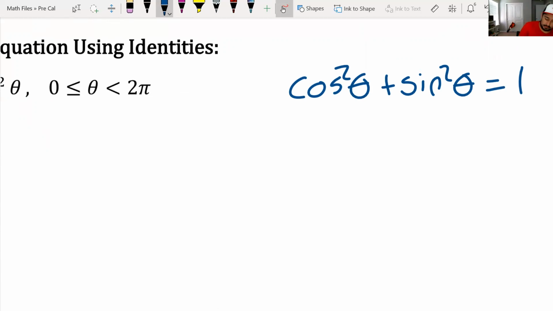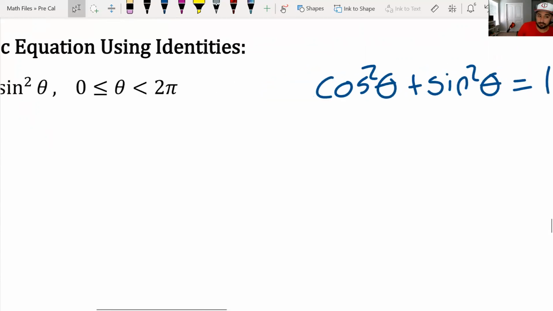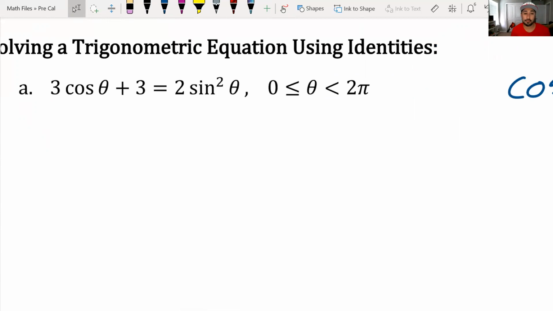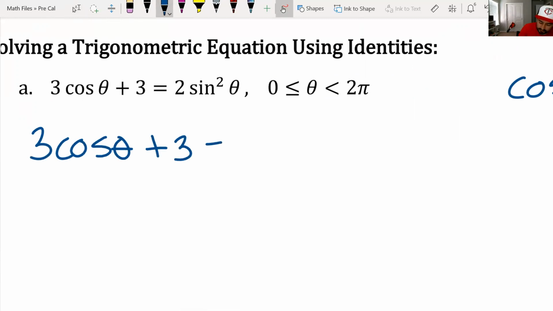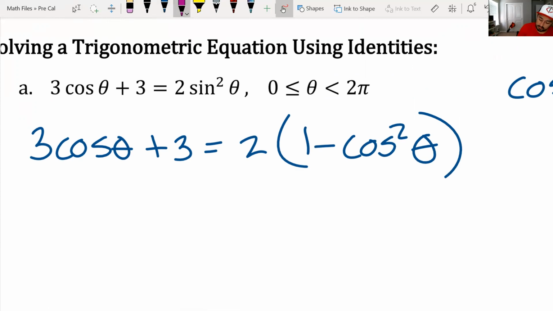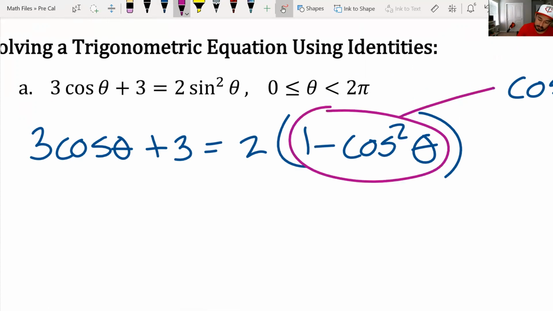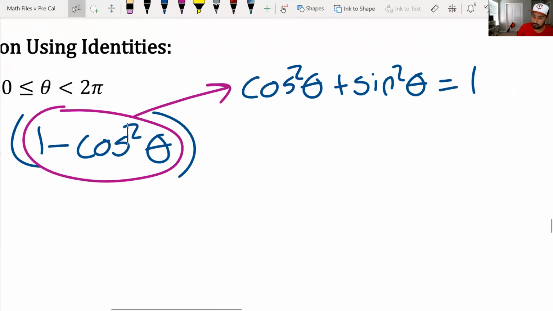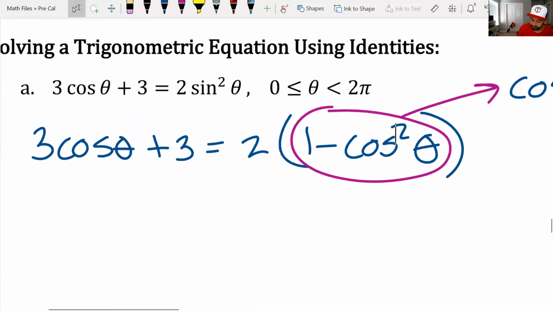With that being said, we will use that identity to help solve this trig equation. If I rewrite this, it becomes 3 cosine theta plus 3 equal to 2 times the identity for sine squared. Sine squared is known as 1 minus cosine squared theta. And this comes from manipulating that identity's formula or equation.